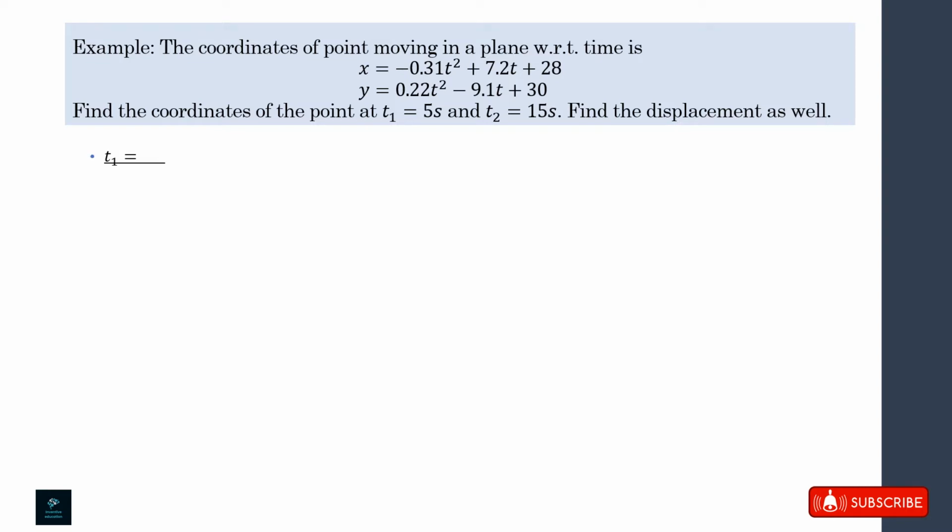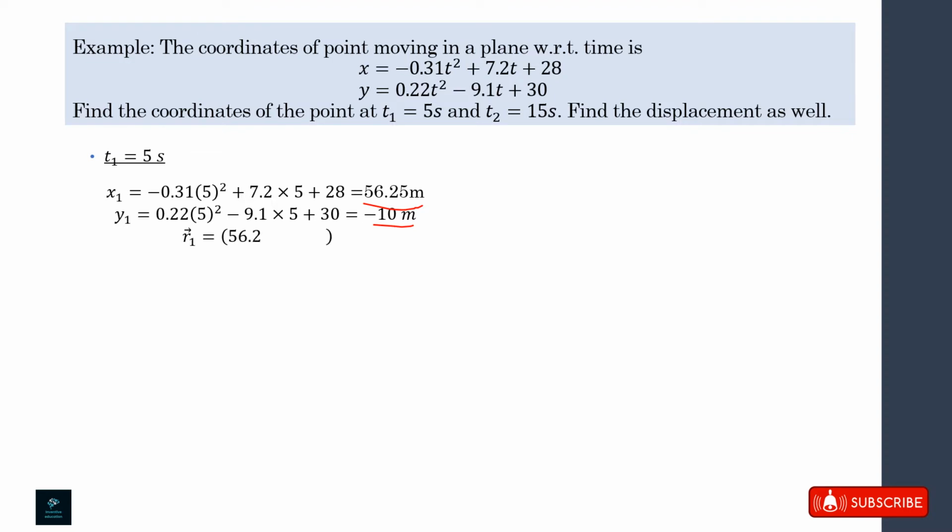Now at t1 is equal to 5 seconds, the coordinates of the object are x1 is equal to minus 0.31 times 5 square plus 7.2 times 5 plus 28. This comes out to be 56.25 meters. Similarly, y1 is equal to 0.22 times 5 square minus 9.1 times 5 plus 30. This comes out to be minus 10 meter. Therefore, the position vector of the object r1 is equal to 56.25 i minus 10 j meters.